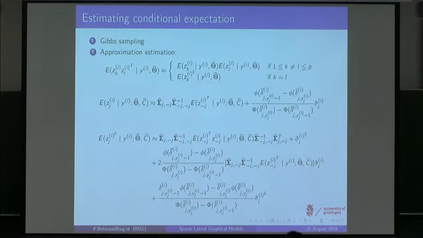There is another idea, the approximation estimation. This is the approximation. This term here gives the off diagonals of the covariance matrix, and this term here gives the diagonal. These two terms just give a number for the off diagonal and a number for the diagonal. In this way, we can approximate the covariance matrix in the E step of the EM algorithm.